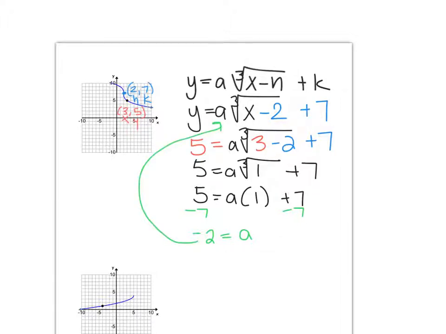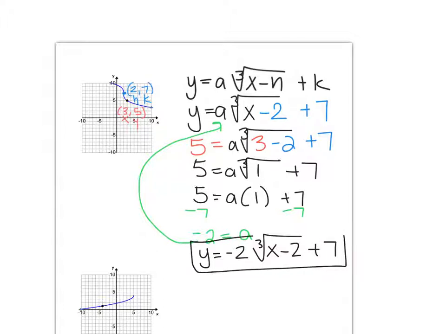If I plug that in, that will be the equation of the graph that we see. So we'll have y equals -2 times the cube root of x minus 2 plus 7. That was the equation that we see on the graph. Okay.